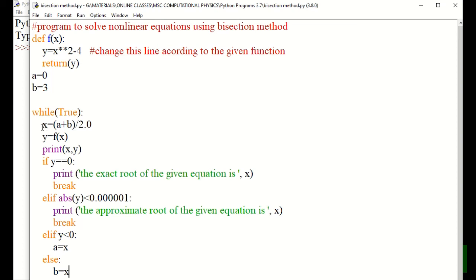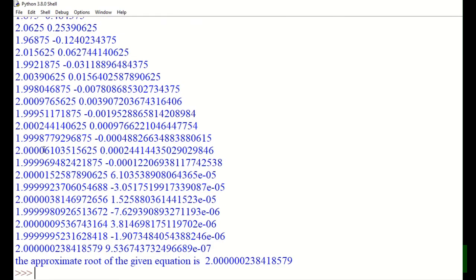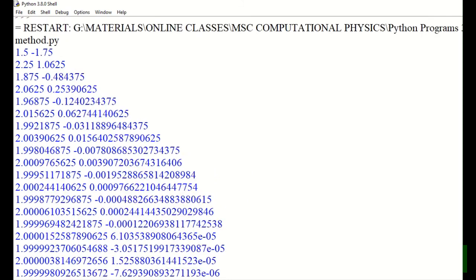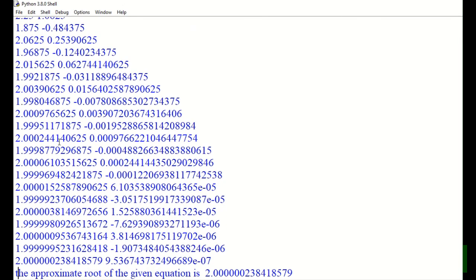This print function is to see how the loop proceeds. So let us see the result. In the first step it was 0 and 3, the midpoint is 1.5, and the function is evaluated as negative 1.75. This way it proceeds. Then in the next step the midpoint is this, in the next step this is the midpoint, and so on and so forth. You can see that it shuttles around 2, and at the end it approaches 2. We know that the real exact root is 2.